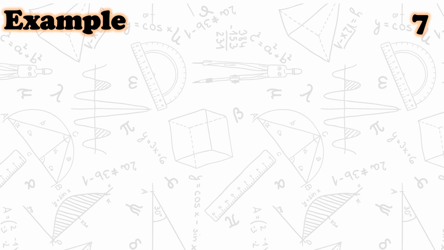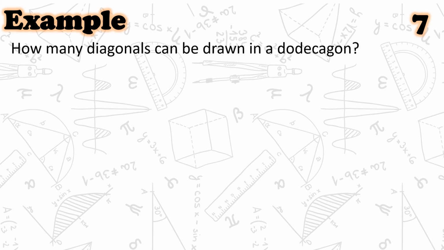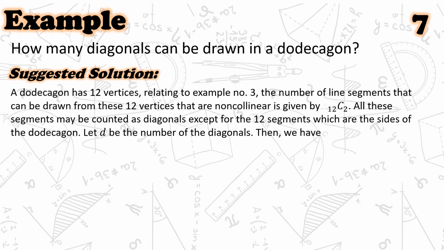Example number 7. How many diagonals can be drawn in a dodecagon? Here is our suggested solution. A dodecagon has 12 vertices. Relating to example number 3, the number of line segments that can be drawn from these 12 vertices that are non-collinear is given by 12 combination 2. And all these segments may be counted as diagonals except for the 12 segments which are the sides of the dodecagon.